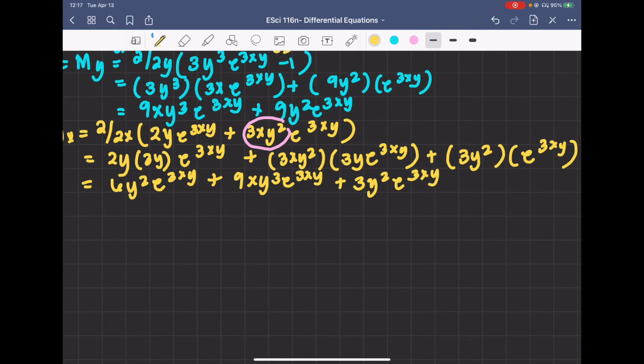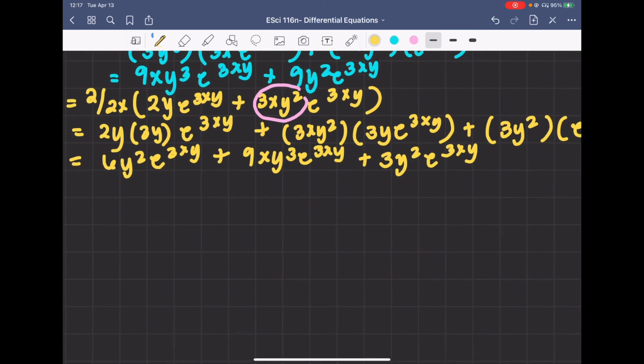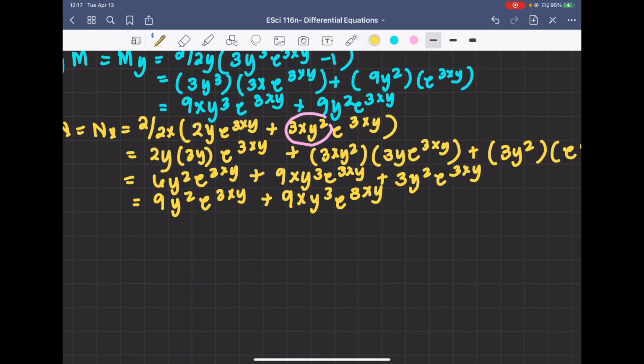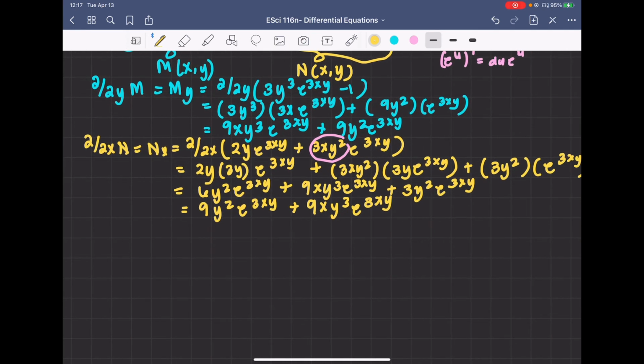Now since we have two terms that have the same exponential terms, we can just add them. So this is 9y squared e to the 3xy plus 9xy cubed times e to the power of 3xy. And this is equal to our My. So therefore, our partial derivative of M with respect to y is equal to our partial derivative of N with respect to x. Therefore, this is an exact equation. Now proceed.